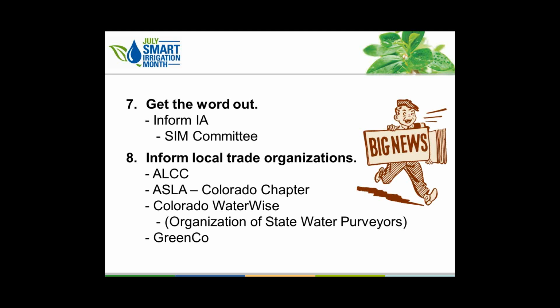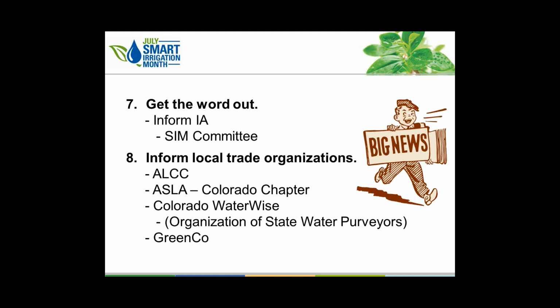and this press release now can be sent to your local trade associations. Our local trade association is ALCC, the Associated Landscape Contractors of Colorado. If you're in ag, you can obviously contact your local agricultural association and let them know. In our case, we're turf distributors, so we also contact the Association of Landscape Architects. We also have an organization in Colorado called WaterWise, and this is the organization for all the water purveyors in the state of Colorado. And then our big organization that oversees all of our green industry in Colorado is called GreenCo.